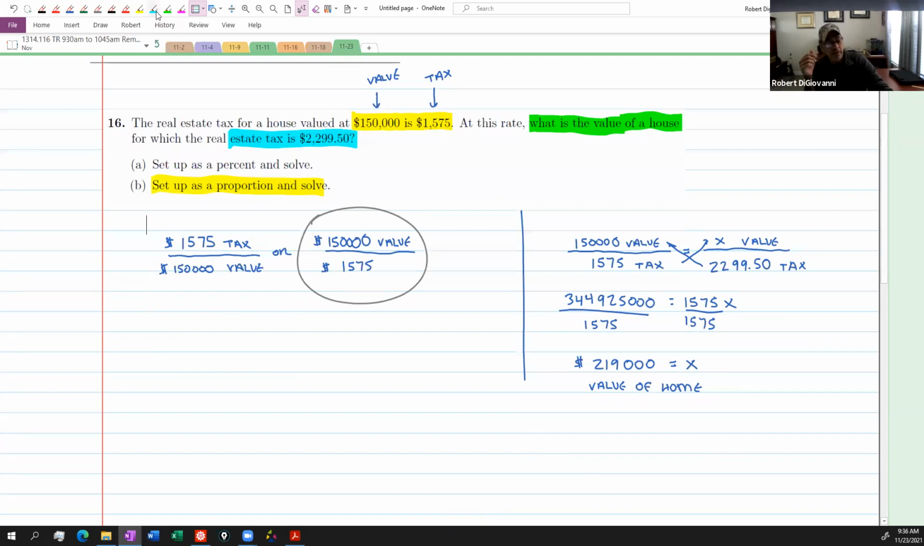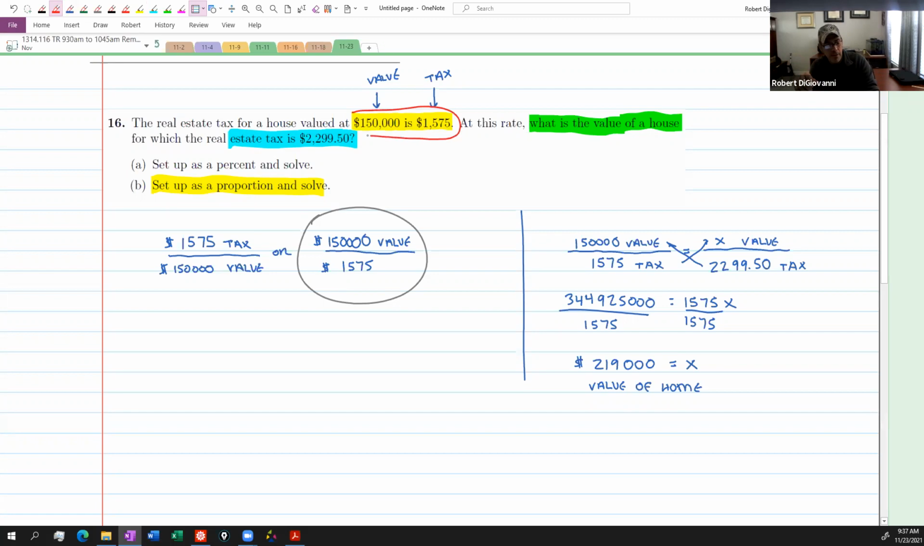Part A is a little different, okay? Because for part A, it says set up as a percentage and solve. So the way you can go about this, and on a test, I don't care which way you solve it. I'll just tell you to solve it. I don't care which way you go. I think the way I just did it is the preferred way.